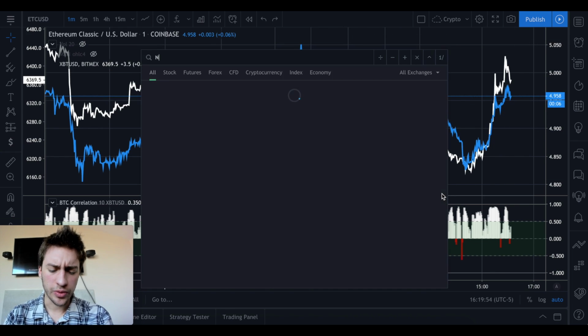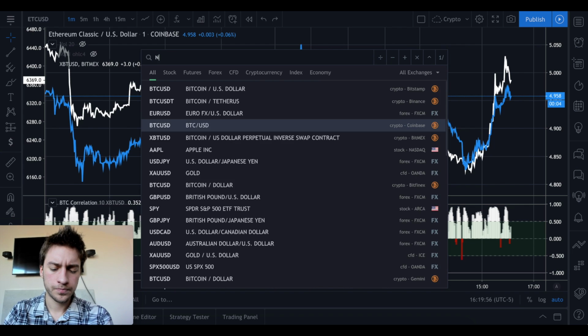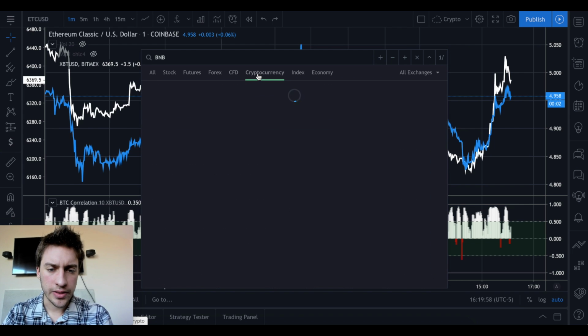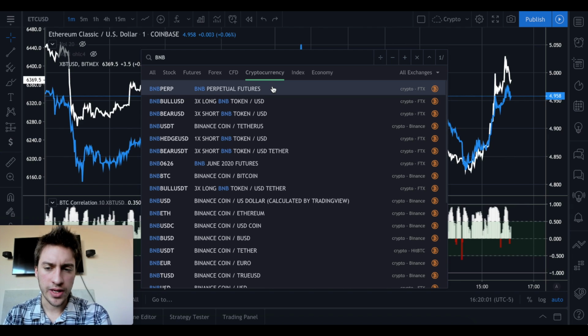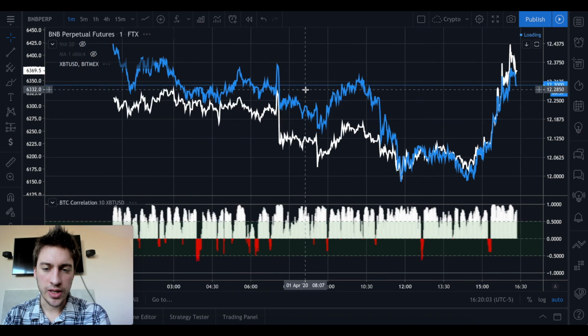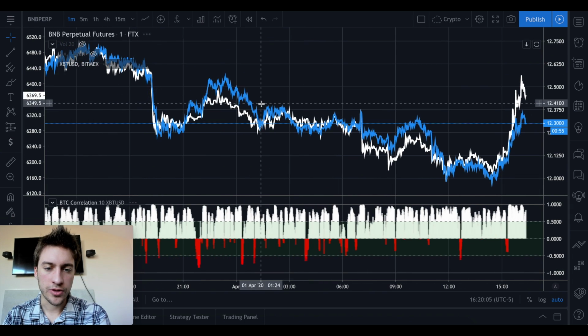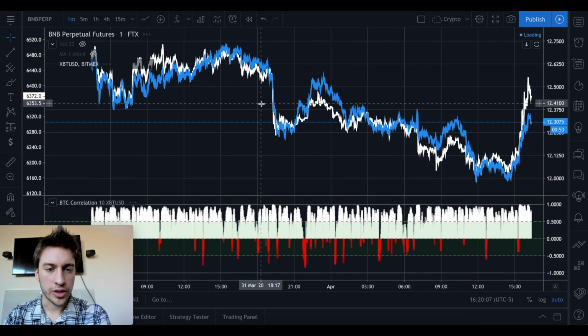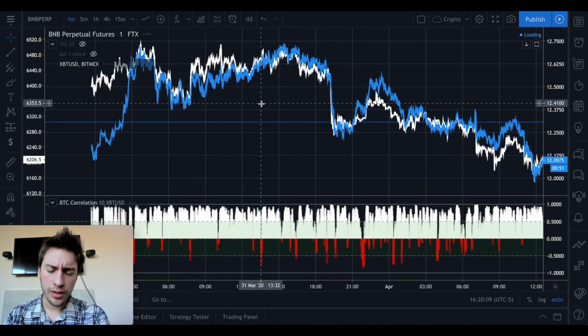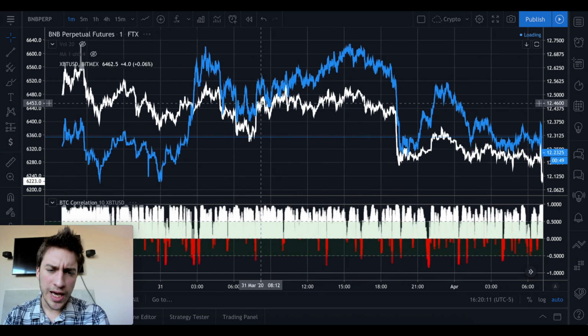Another one that I'm actually really curious about is BNB. BNB, perpetual futures, FTX, sure. I did say it's probably better not to use high leverage, but let's just look at BNB correlation to Bitcoin. They're pretty highly correlated here.